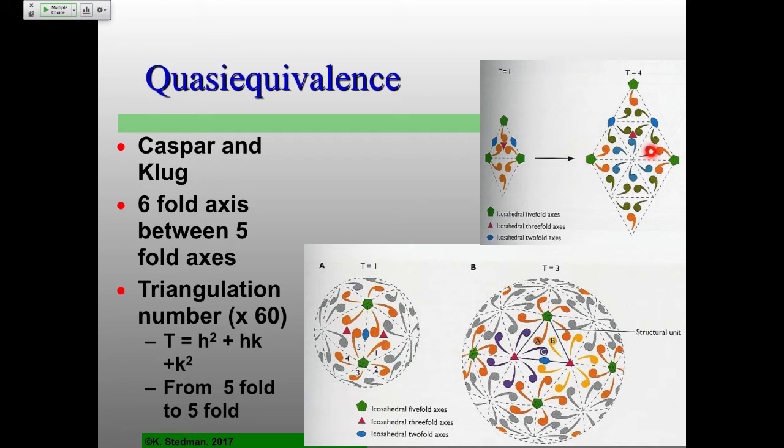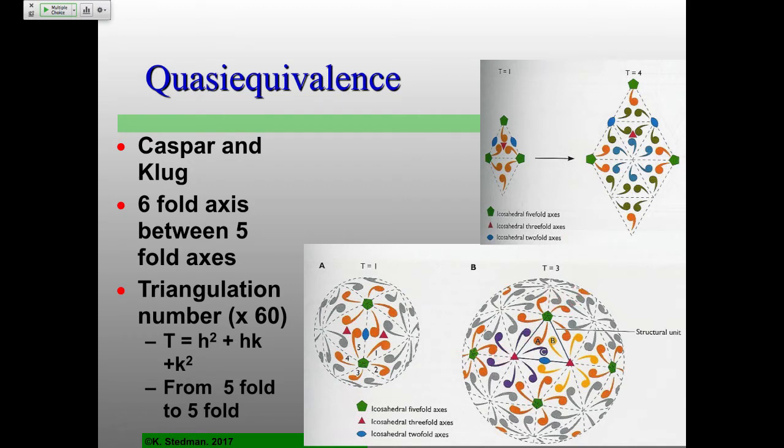Okay, now let's start getting a little crazy. This one, five-fold axis of symmetry, five-fold axis of symmetry. To get from one to the next, the shortest distance, you go 1, and then we change directions and go 1 more. So that means h is 1 and k is 1. So h squared plus hk plus k squared gives you what? Three. T equals 3. So this is a T equals 3 icosahedron here.